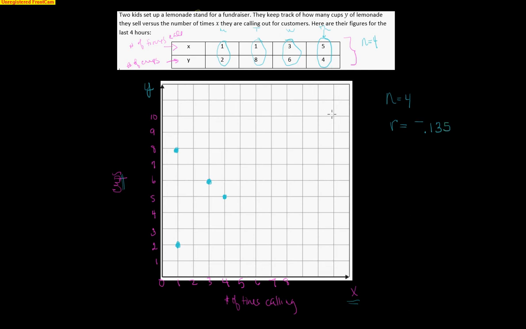Okay, so what does this minus 0.13 mean? It means that our line is slightly negative, and I would say it's not a terribly strong correlation, but we'll get into the testing of that in the next video.